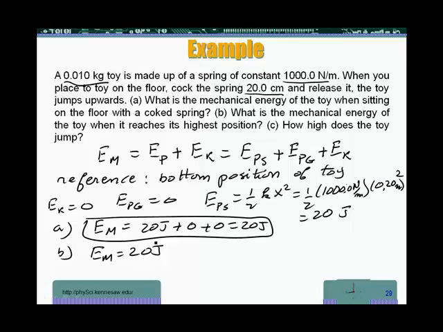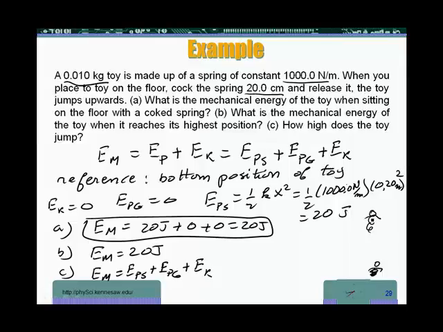Okay, when they tell us that, we are going to examine our mechanical energy at the top. What's going to make up our mechanical energy at the top? Remember, this is our toy with the spring cocked initially. Then it's going to be on top here. Now the spring is not going to be cocked anymore. So my mechanical energy is going to be made up of what? Again, EPS plus EPG plus EK.